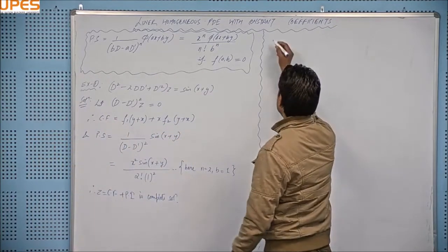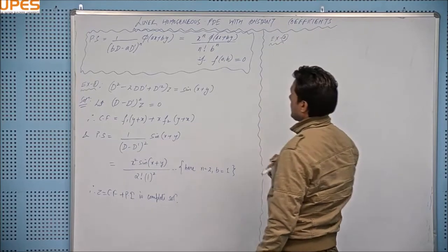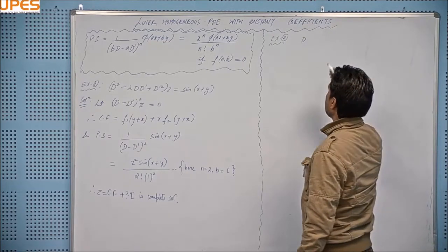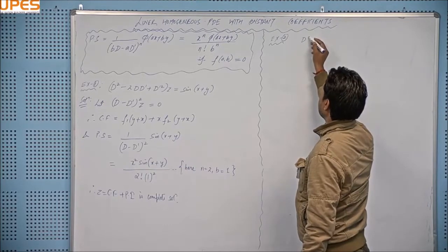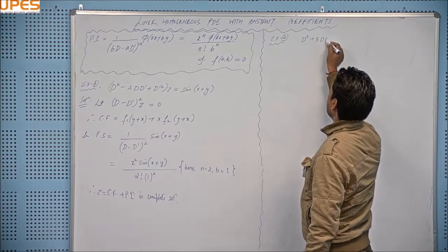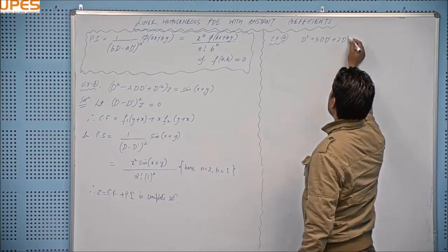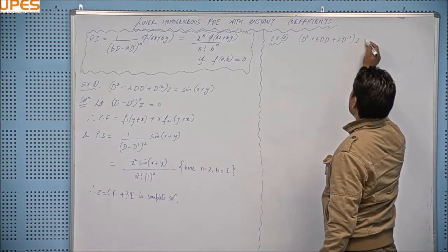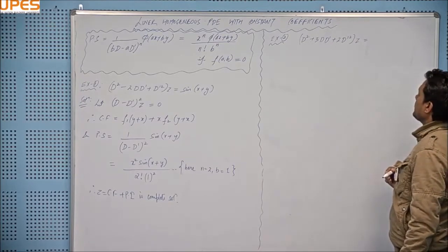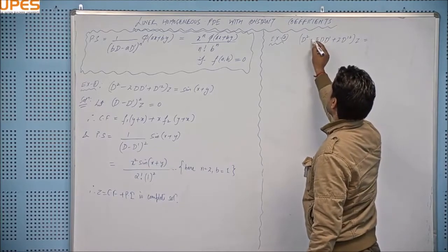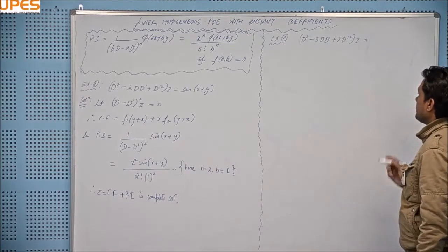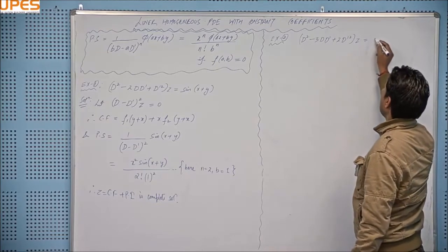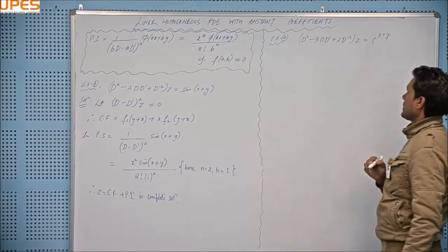Now taking another example, example number 2. Let me take (D - 2D') and (D - D'), then it will become D squared - 3DD' + 2D' squared, z equal to, and the factors will be (D - 2D') and (D - D'), and let me take here e to the power x + y.